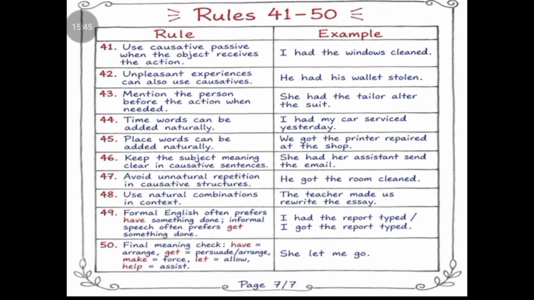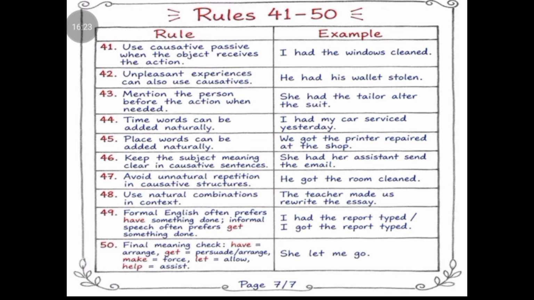49 and second last. Formal English often prefers have something done. That is formal English. Informal speech often prefers get something done. So if you're speaking in an official scenario, use a form of the verb have as the causative. And then if it's informal, you can use get. For example, informal, I got the report typed. So if you want to be more official, you can use I had the report typed.